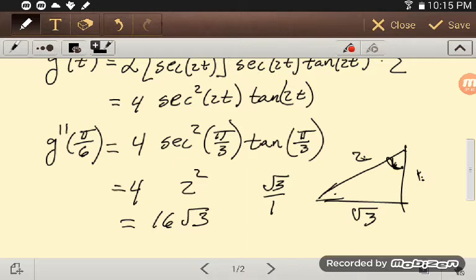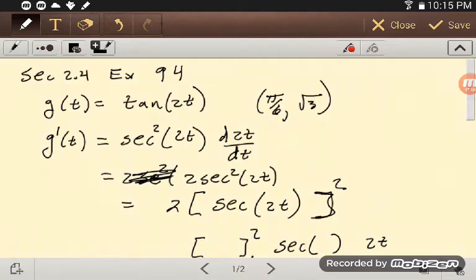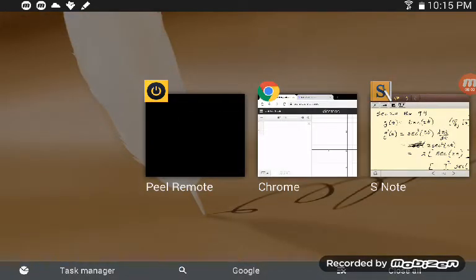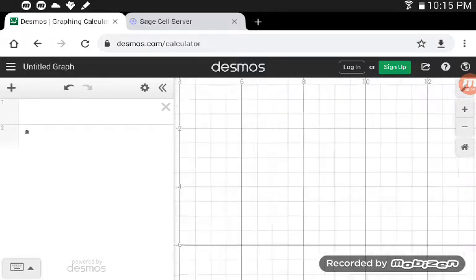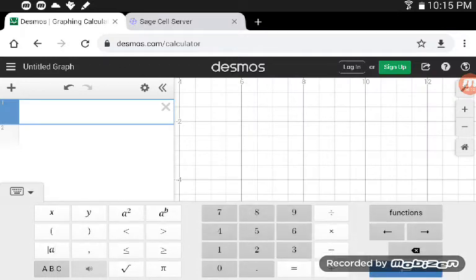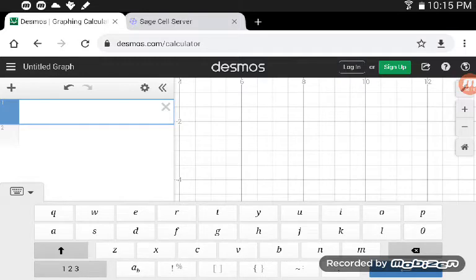Okay, so let's check that in something like Desmos, and we can do that pretty easily. So let's go back here to our original function, tangent of 2t, and we're interested at pi over 6. So we go to Desmos. Now, Desmos, you're best off using x as your variable, and so we want to say f of x or something, g of x or whatever. It was a g, I guess, so we'll go with g.